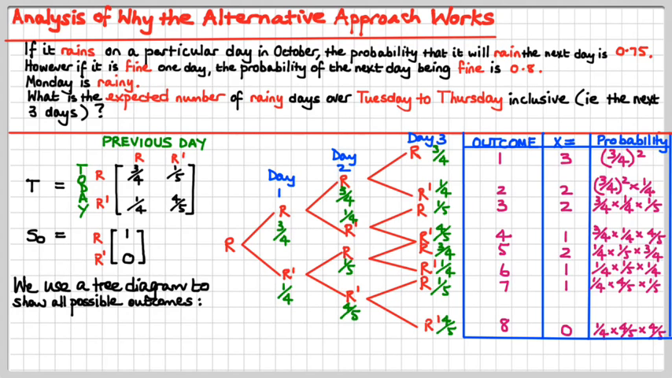Okay, so, oh my goodness, abracadabra for sure. So here it is. All right, so just have a look, take it all in. Rain, rain, rain. That's the first rainy day. That's day 1, day 2, day 3. And I've done all the tree diagram for you here.